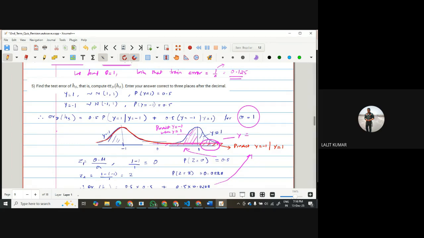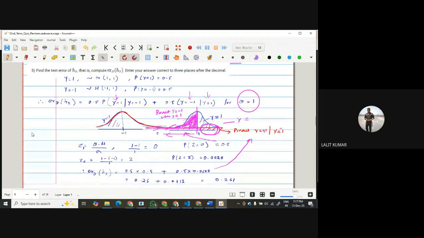and y is +1 on the other side. This is the area where y is -1, but we are predicting y is equal to 1. Similarly, we predict y is equal to -1 where y is equal to 1. So this is the entire area here, where the actual y is +1, but my theta is 1, so I'm predicting everything here as -1. So these are the errors.